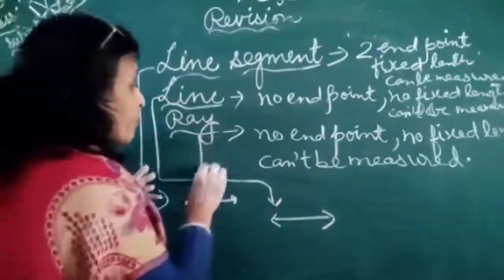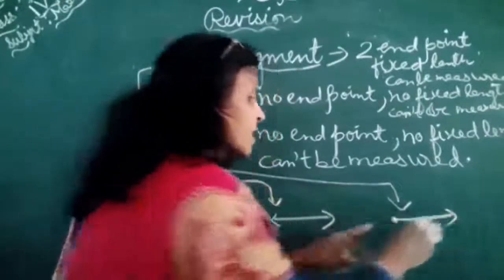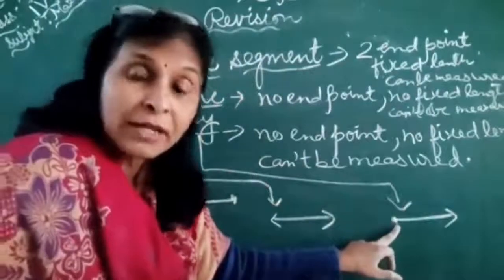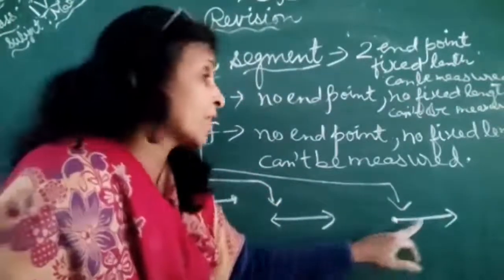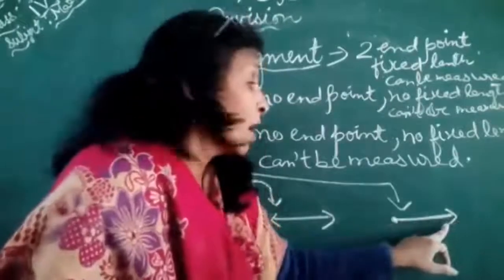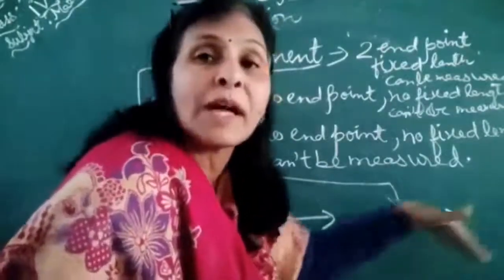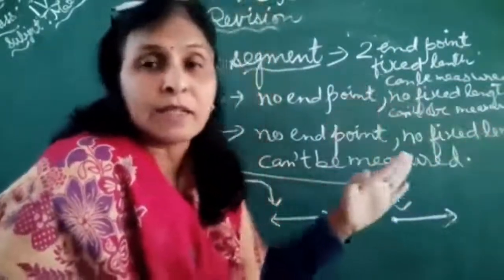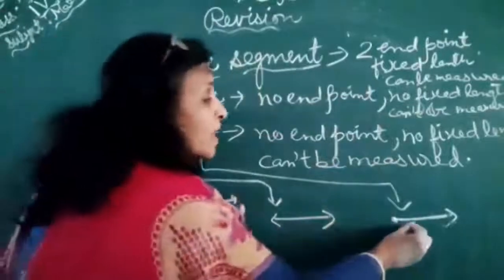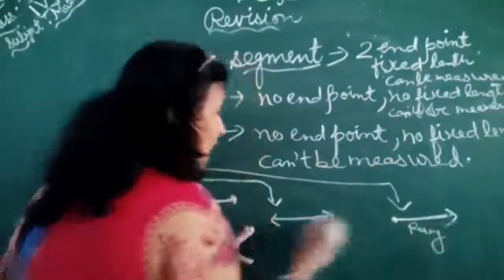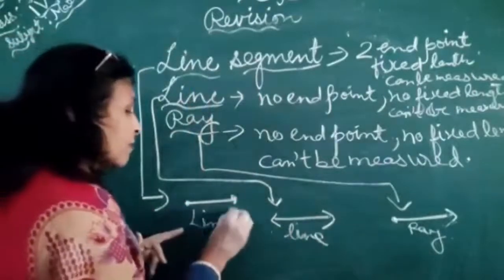Now the figure of ray. The figure of ray is this. It means this is the starting point. We know that, and it is also called the initial point. And this is the ray arrow. Arrow means we can extend this line further. We don't know the end point. So this figure is ray, and this is the line, and this is line segment.